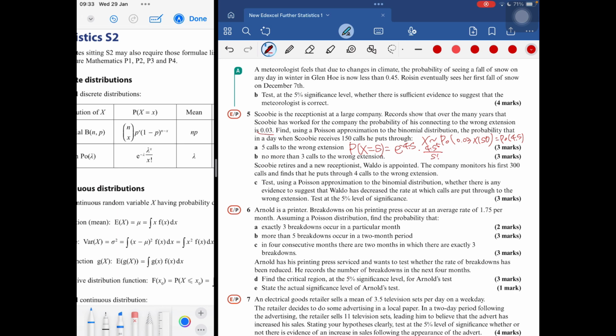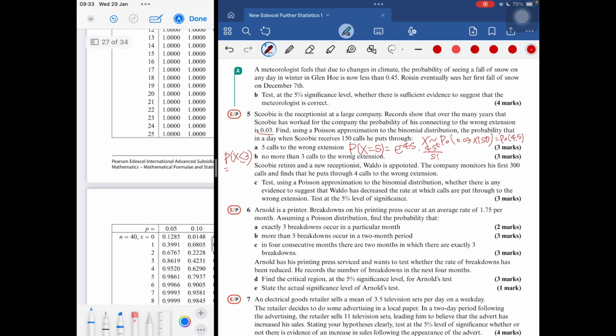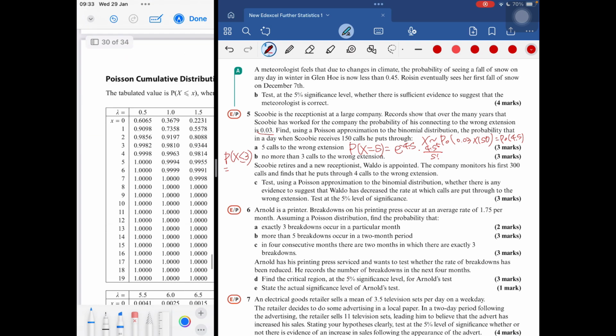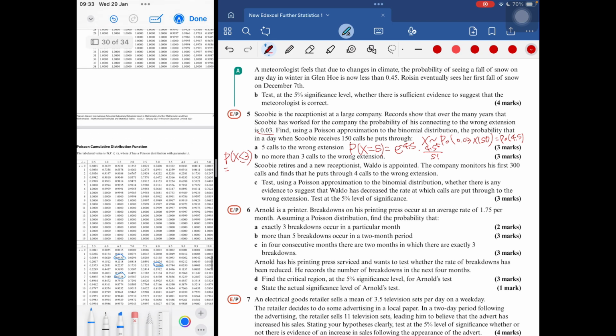And number B, no more than 3 calls. Not smaller than 3, but smaller than or equal to 3. So now we have 4.5 and cumulative. So here 4.5 and 3. So this is the answer, 0.3423.